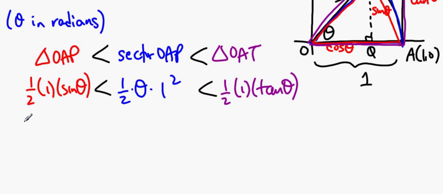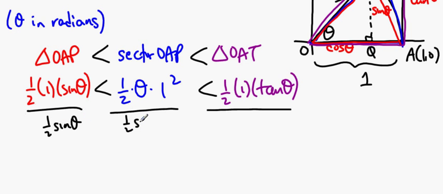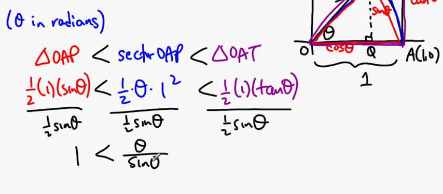We're going to divide everybody by 1/2 sine theta. And 1/2 sine theta won't be 0 because theta is in quadrant 1. So when that happens, we get 1 is less than theta over sine theta, which is less than 1 over cosine theta. You can hit the pause button if you don't know that that turns into 1 over cosine theta.